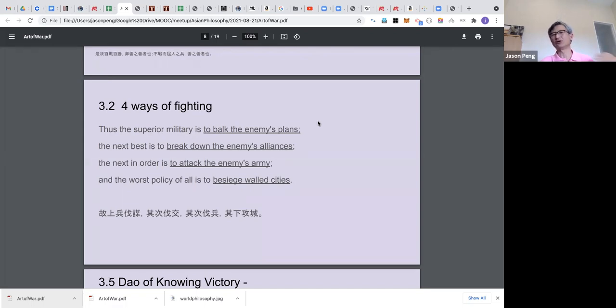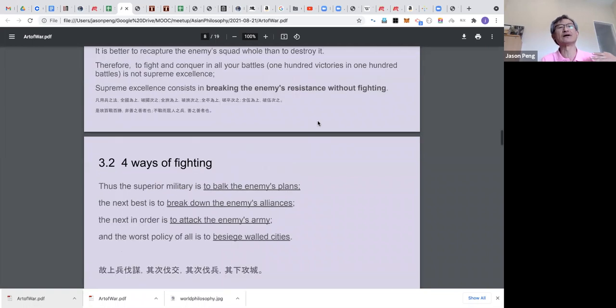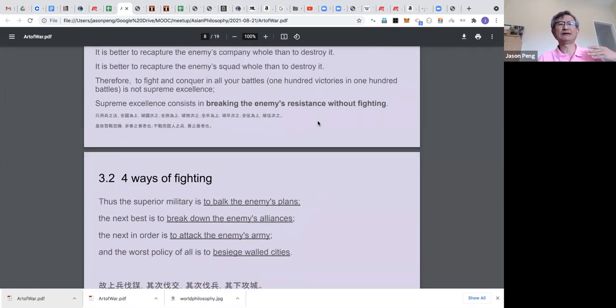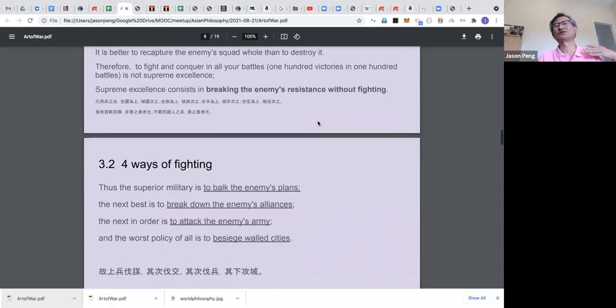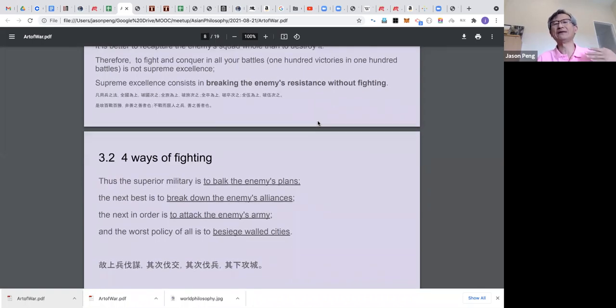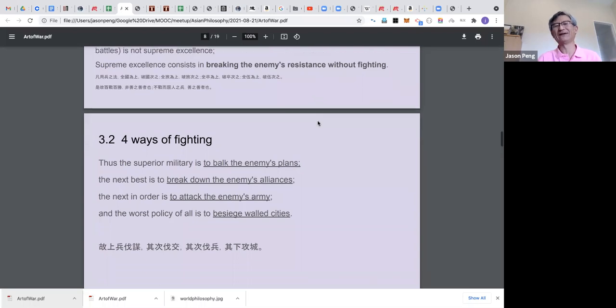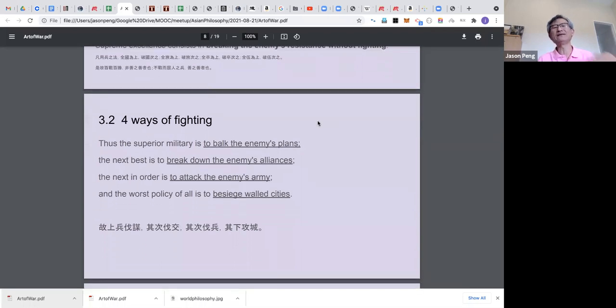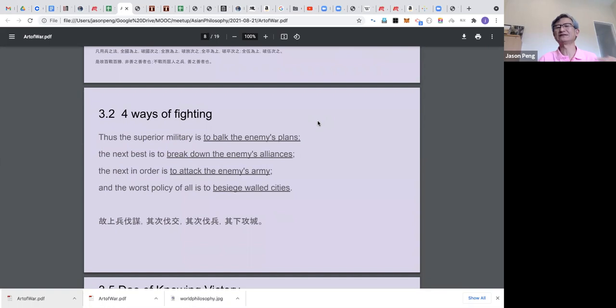So Sun Tzu already laid it down, okay? The ideal situation, the so-called supreme excellence, is to break the enemy's resistance without fighting. So how do you do it without fighting? When the enemy is planning, you already stop their plan. You break down the enemy's alliance. So when you have to send the military, it's already the low level of strategy.